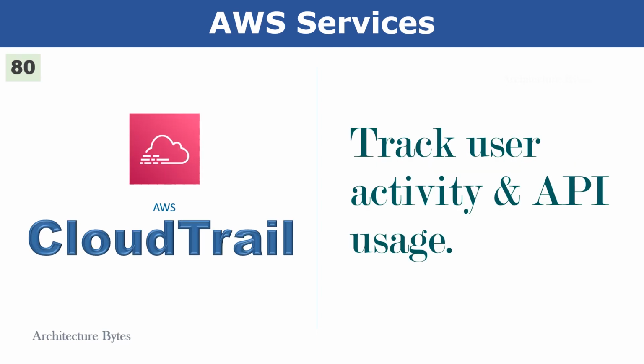CloudTrail is used to track user activity and API usage by monitoring and recording account activity. It helps identify security incidents from CloudTrail events like unauthorized access. It is important to understand the difference between CloudWatch and CloudTrail. CloudWatch is a monitoring service that gives insight into performance and health of AWS resources and applications, while CloudTrail logs AWS account activity and API usage for risk auditing, monitoring, and compliance.